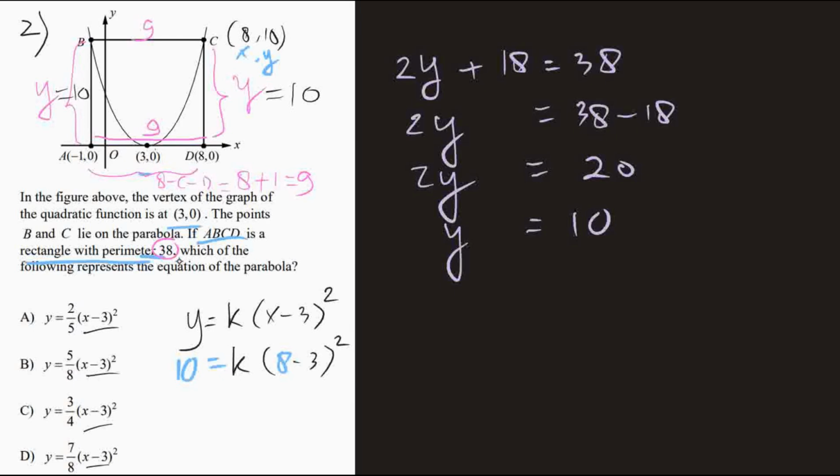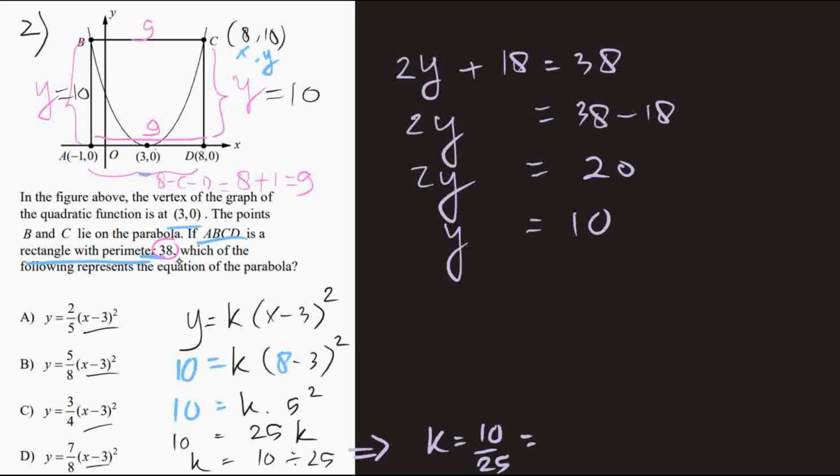So now 10 equals k times 5 squared, and we want to set k as the subject, so 10 equals 25k, so k equals 10 divided by 25, and it means k equals 10 over 25, which is 2 over 5. So the answer is k equals 2 over 5, that will be A.